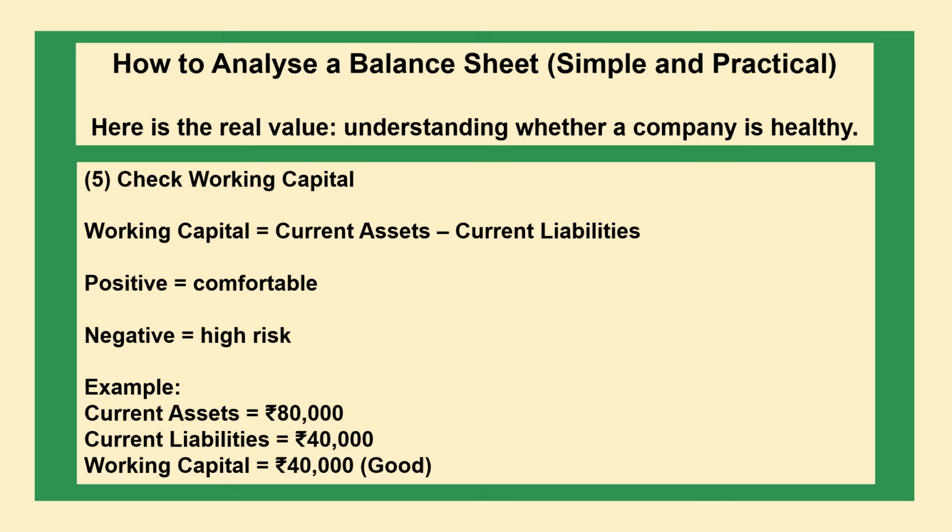Number 5. Check working capital. Working capital is equal to current assets minus current liabilities. Positive is equal to comfortable. Negative is equal to high risk. Example, current assets is rupees 80,000, current liabilities is rupees 40,000. So working capital is rupees 40,000, then it is good.